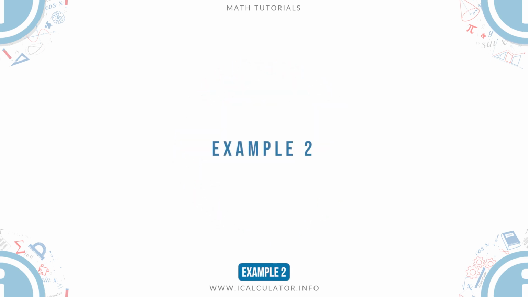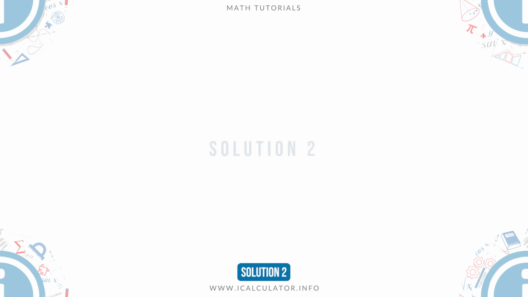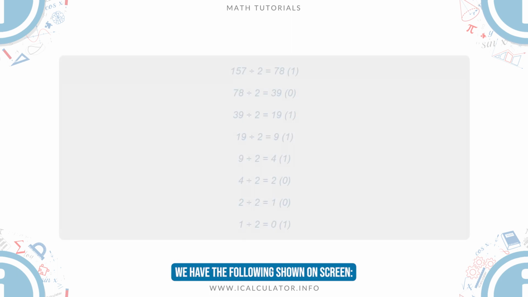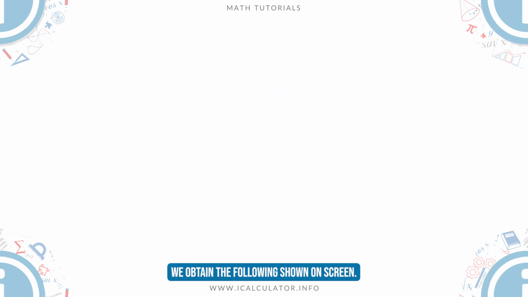Example 2. Write the binary form of the base 10 number 157. Solution 2. We have the following shown on screen. Thus, taking the remainders from the last to the first, we obtain the following shown on screen.